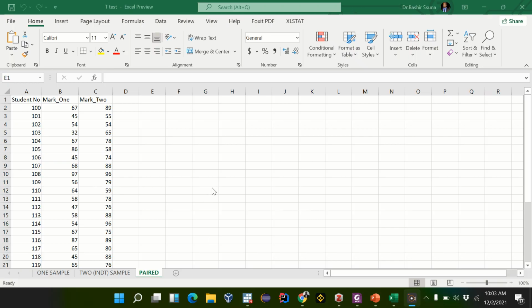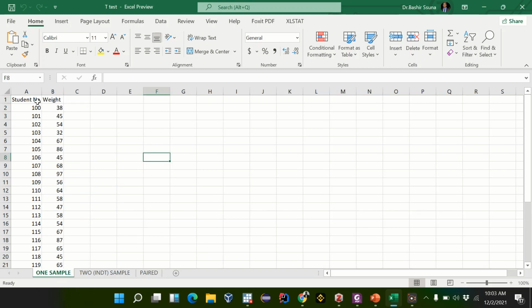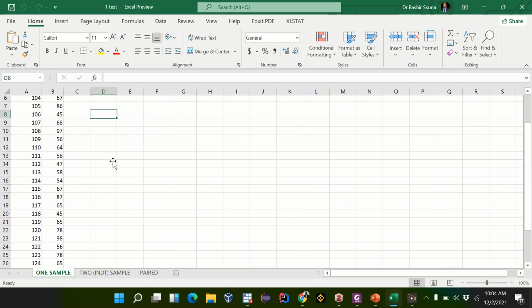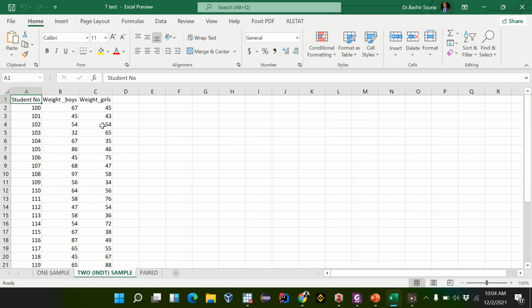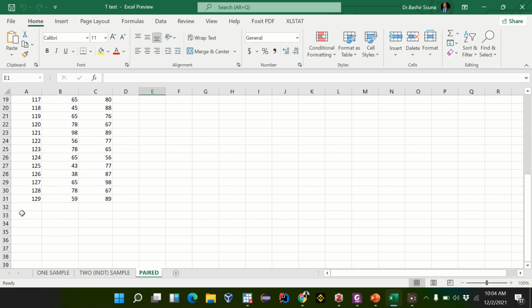So this is our Excel file I prepared for a one-sample t-test. We have a student number as the ID and their weight gain. Let's say our hypothesized value is 75. We want to see if the mean is statistically significantly different from 75. This is for the independent test, the weight of boys versus the weight of girls. And this is the paired one, mark 1 versus mark 2. We want to see if these means are statistically different from each other.